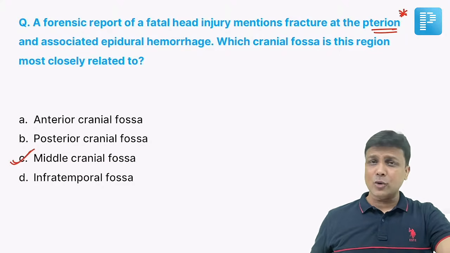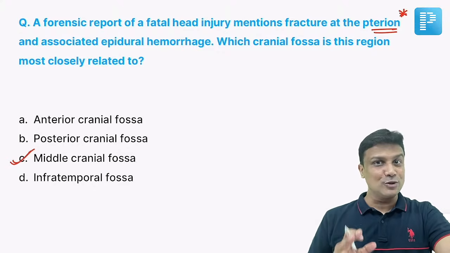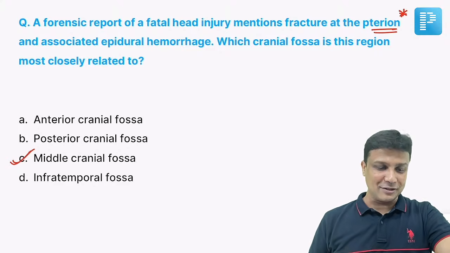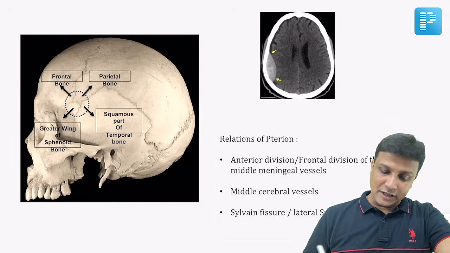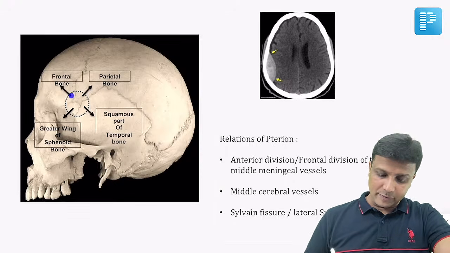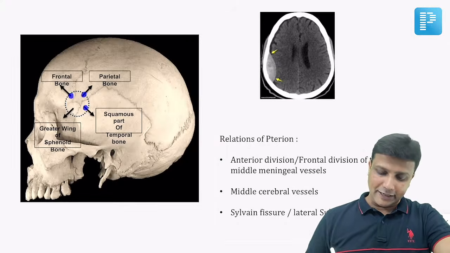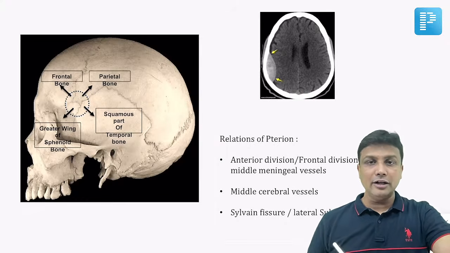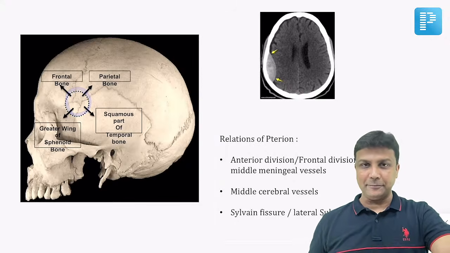Apart from this, let us quickly recall all the points regarding the Pterion. That is also a potential question in your exam. Remember, the Pterion is an H-shaped suture. It is formed between four bones. This one here is the frontal bone, this one the parietal bone, this one the squamous part of the temporal bone, and this one the greater wing of the sphenoid. Between all of them, the Pterion is present.